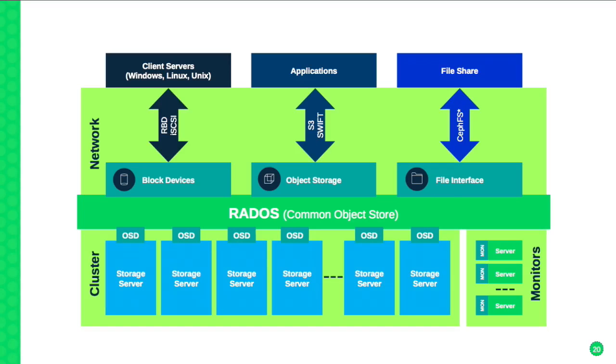So all the clients talk with the underlying storage using the RADOS common object store. RADOS is a library. Okay? It's the base library that is used by all other interfaces. This library provides an object abstraction. And every other interface that provides different abstractions is actually mapped to these objects and uses librados to communicate with the underlying storage.